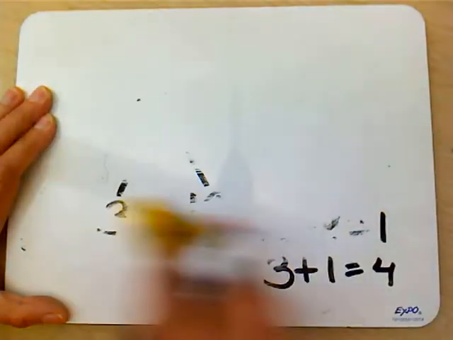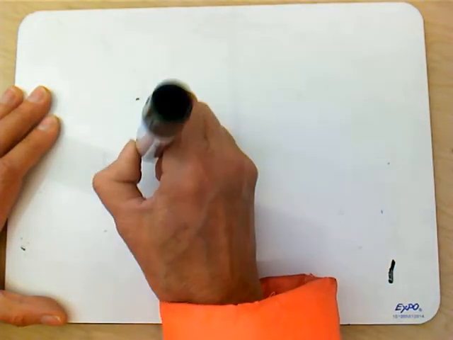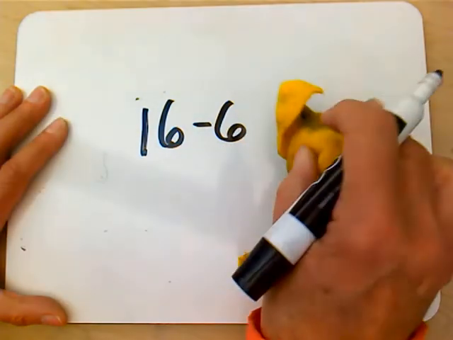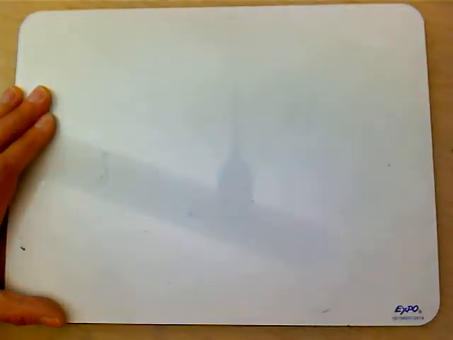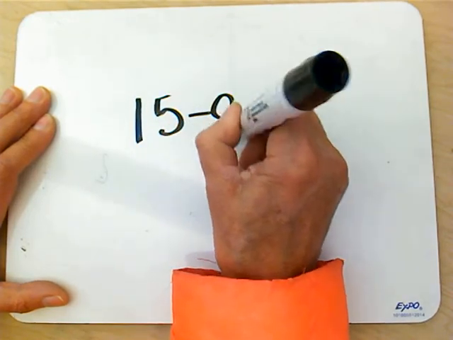We're going to take a look at a couple more of those. Let's try 16 take away 6. Oh no, let's not do that one. I got that backwards. Let's try 15. I'm so sorry. 15 take away 9.